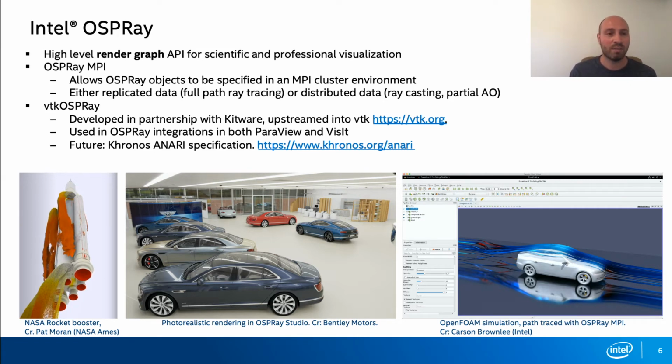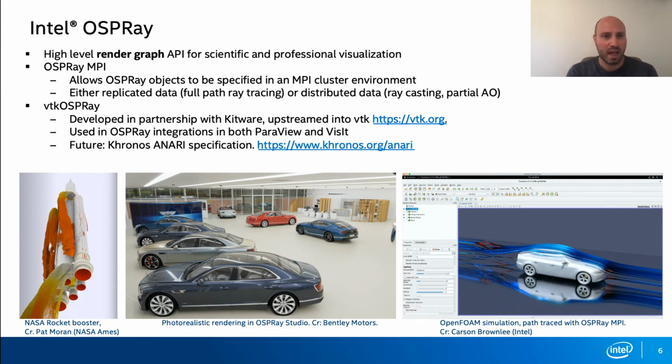can render either in replicated mode with replicated data, and there you can use full path tracing techniques, or you can use raycasting or partial ambient occlusion techniques to render distributed data. And that second one is what we're especially interested in when you're talking about terascale per time step volume data coming out of cosmology simulation, for example, what we've done with FLASH.